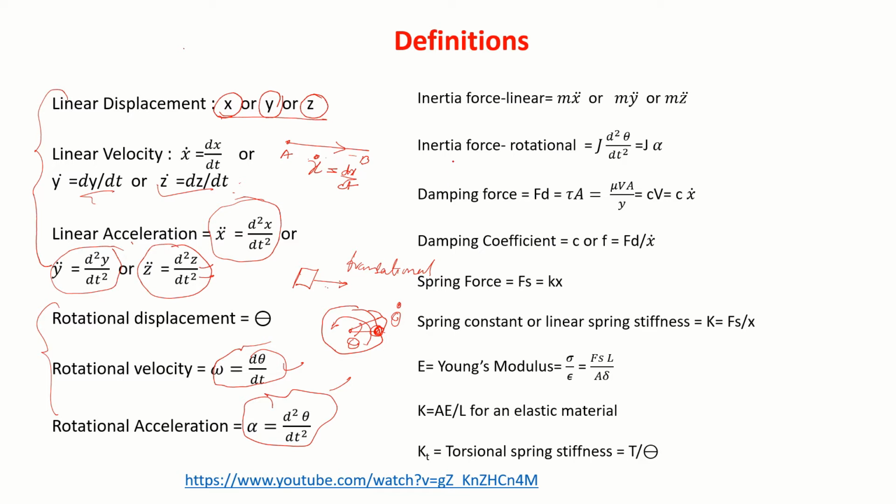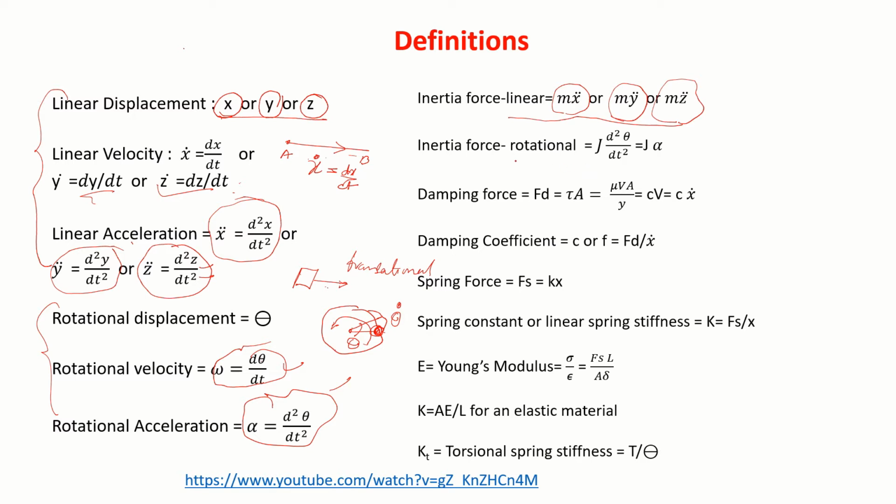What is inertia force? Inertia force is mass into acceleration. So that is m x double dot. Inertia force always opposes the motion of a mass. This is what inertia force is.